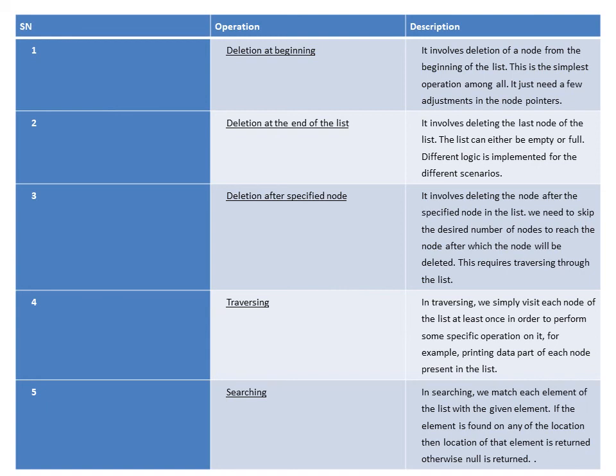Searching. What is searching? Searching is nothing but identifying a required element or item. That means if I want to find a particular element, it is in the second serial number. This is called searching. In searching, we match each element of the list with the given element. If the element is found, the location of the element is returned, otherwise null is returned.